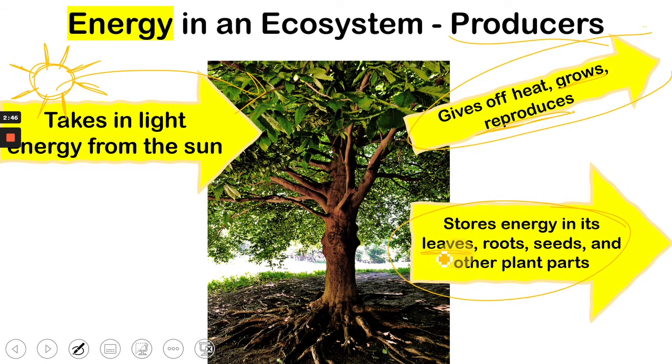It stores it in its leaves, in its roots, in its seeds, basically in all of its tissues and all the parts of it. Flowers have energy, the stem, the bark, all of that has energy. And anyone who's ever had a campfire, you've used some of that stored energy. You've got it burning, and then it gives off heat and light. That's all energy the plant has stored that we can use.